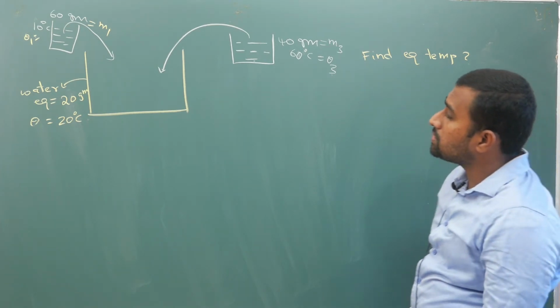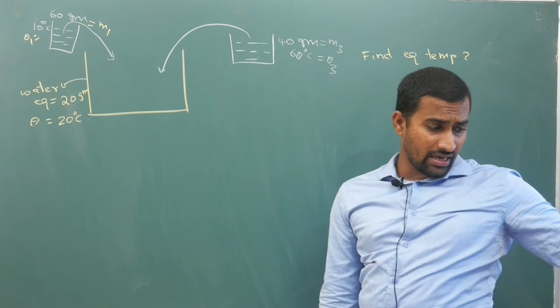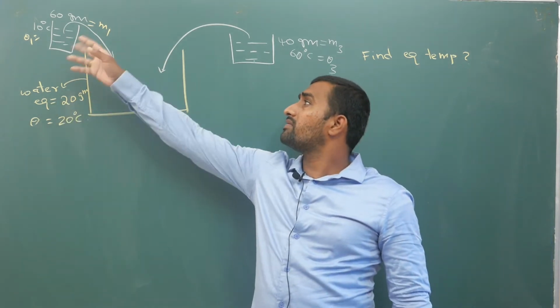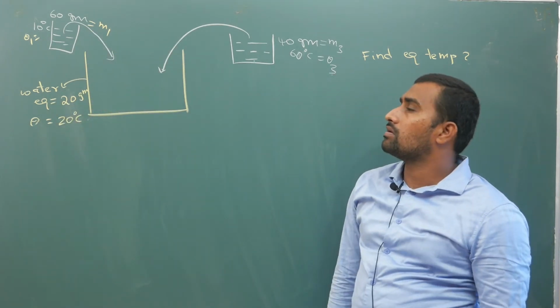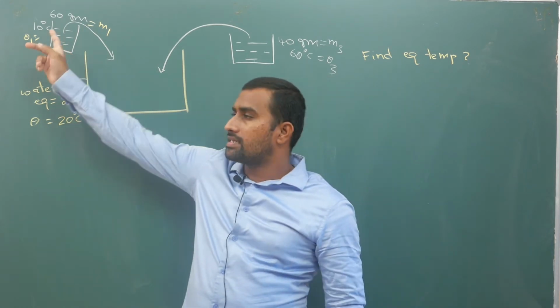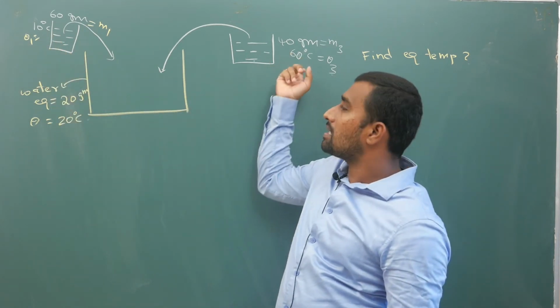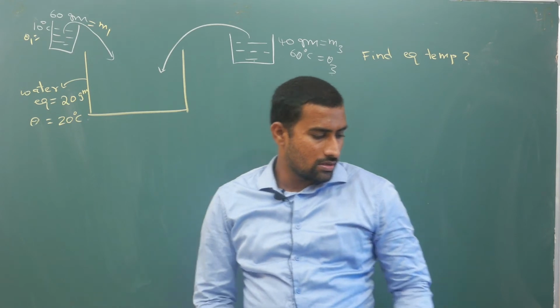I have reduced your work. I have given water equivalent. So everything is water indirectly. Okay. So first sample is at 10, second sample at 20, third sample at 60.